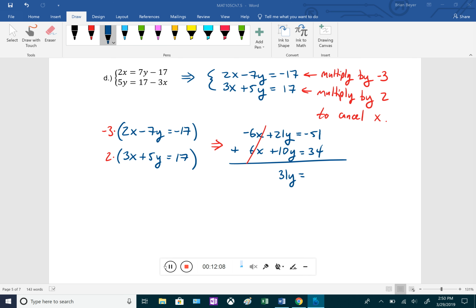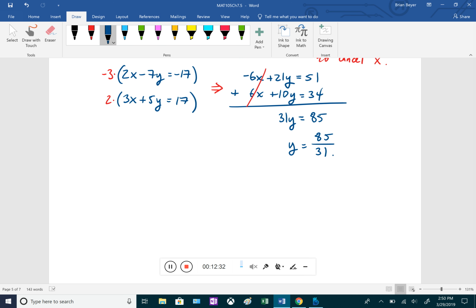And whoops, I made a mistake. This should be positive 51 for the coefficient on the first one because it was negative times a negative. So now when we're adding 51 plus 34, that gives us 85. So dividing both sides by 31, I think in simplest form, this is just going to be y equals 85 over 31. So a little bit messier. So to find x, now we plug this y value back into one of the originals and solve for x.